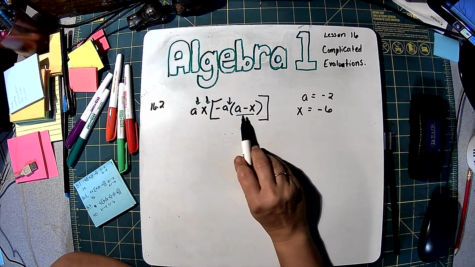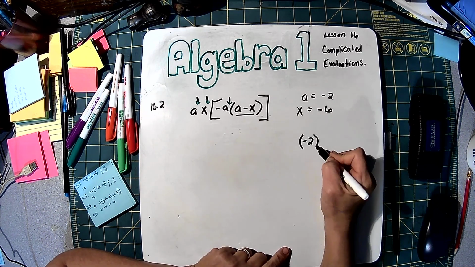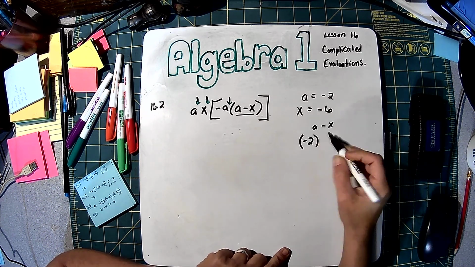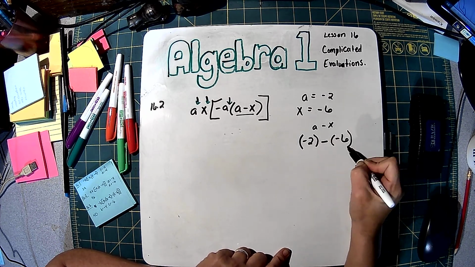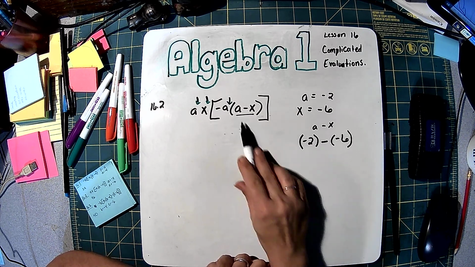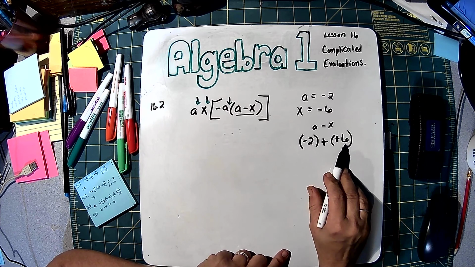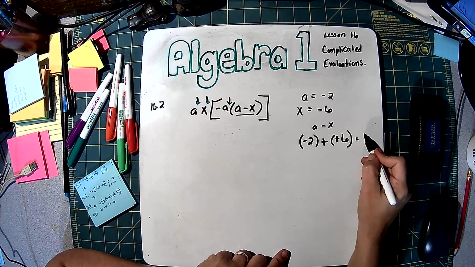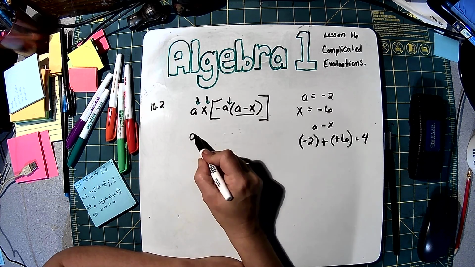So the innermost parentheses is a minus x. Well, a is negative 2, so I've got a minus x. Minus, now x is negative 6. See, I just took the values and I plugged them in there. So this underlined part, that's what I'm doing. These cancel, and so now I really have 6 minus 2, which will be 4. So everything inside those parentheses is going to equal 4. So I'm going to copy it down.